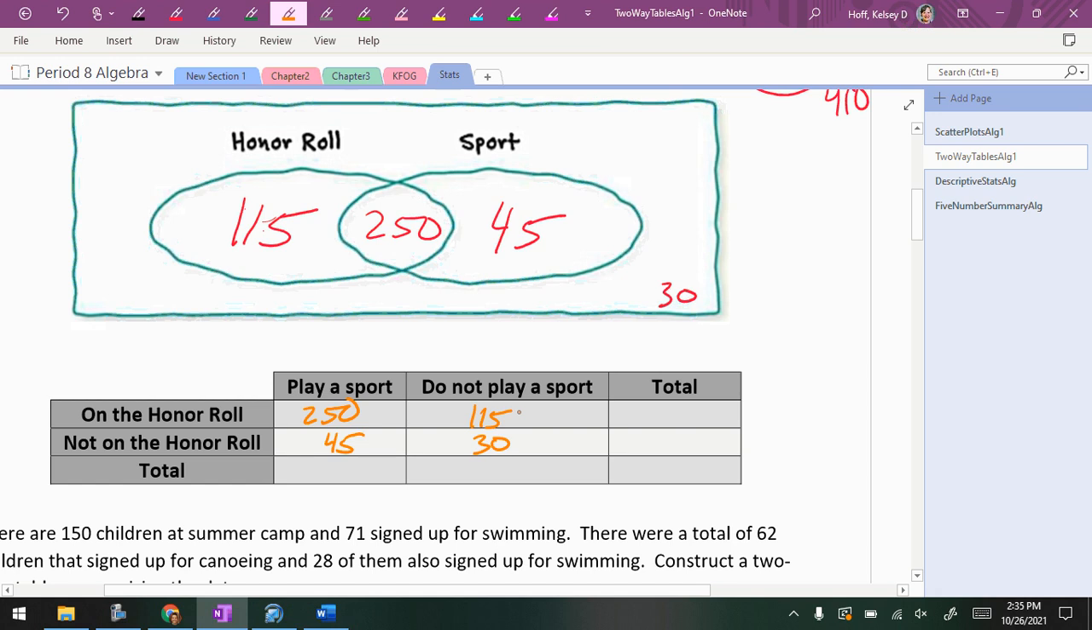Well, what about these totals? You add them. 250 plus 115 is 365. 45 plus 30, 75. Let's go down. 250 and 45, 295. 115 and 30, 145. 365 and 75, 440. Now, how could you double check this number? Go across here, right? 295 and 145. Really, could you have filled this in based on the information they gave you too?